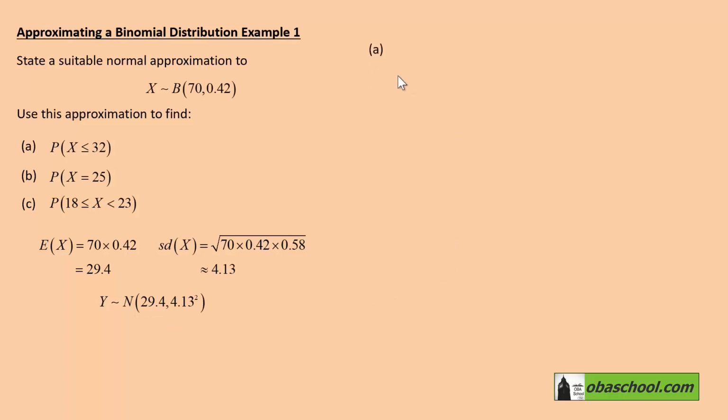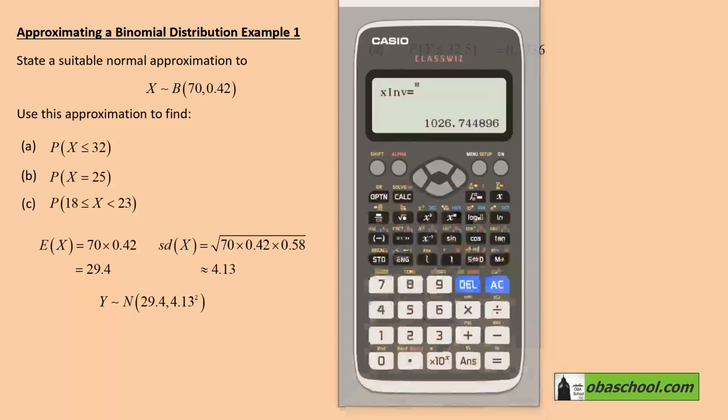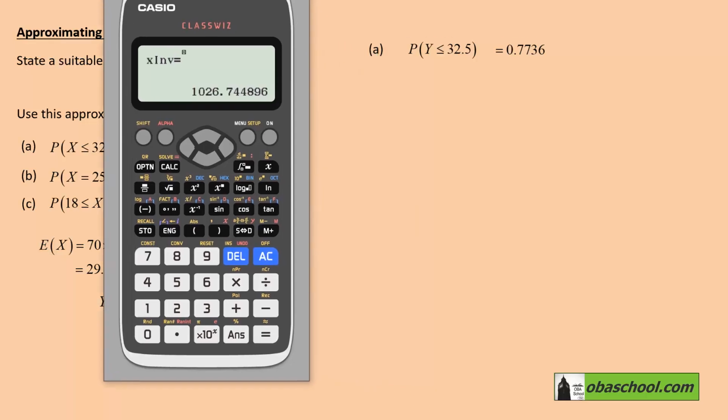Now in part A, using the continuity correction, we'll do the probability of Y is less than or equal to 32.5. And that comes to 0.7737. Let's just quickly use the ClassWiz to show how we got that.